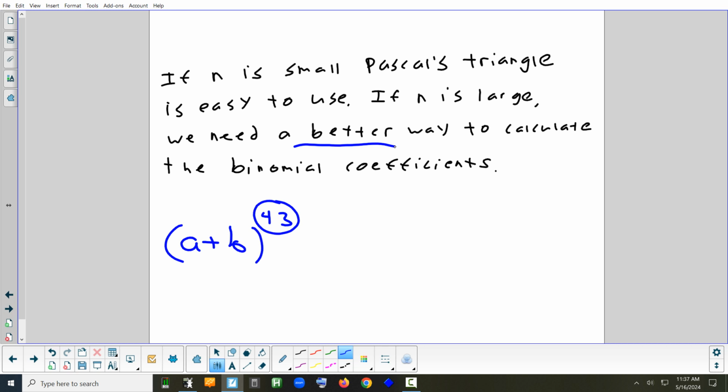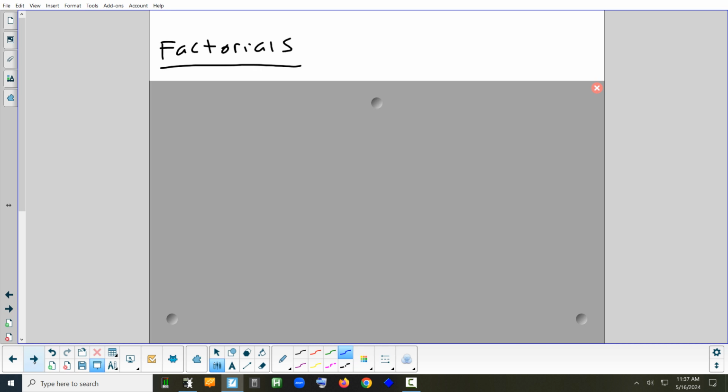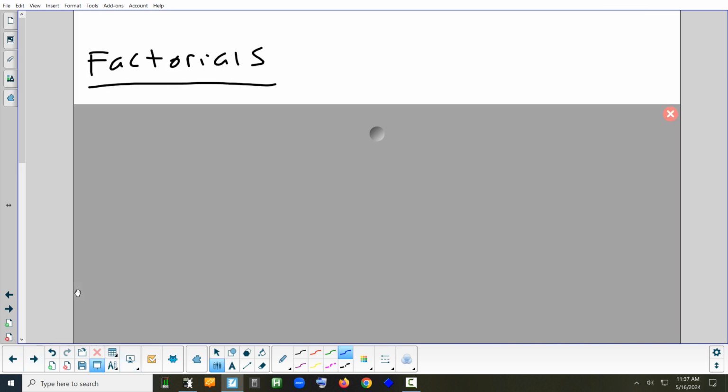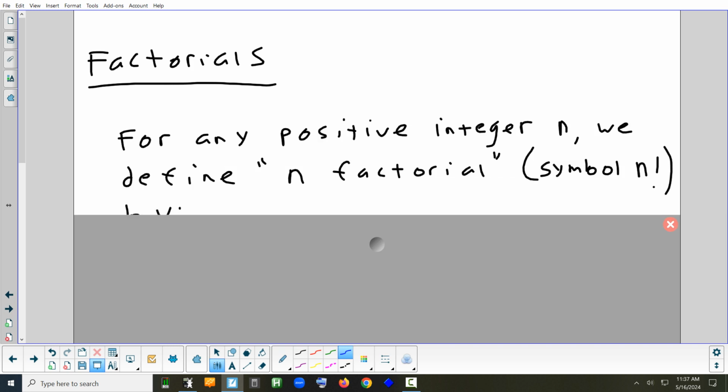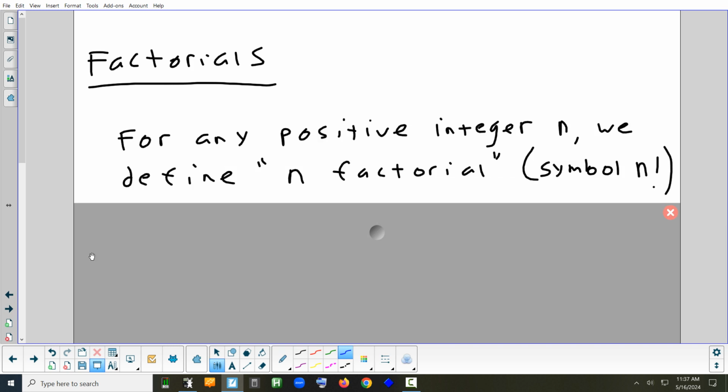But we need a better way. That's what I've got to show you. So to do that, we're going to talk about factorials. Does anyone remember factorials? Okay, so factorials basically use this symbol, the exclamation point. The exclamation point represents a factorial.